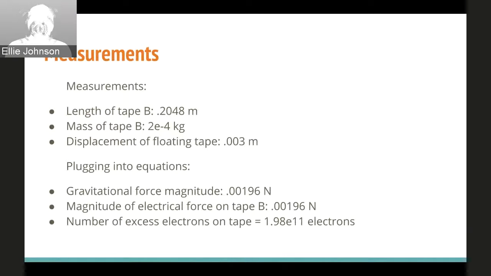Some measurements that I used during this lab are the length of the tape, which I then used to calculate the mass of the tape, and I also measured the displacement of the floating tape. And using all three of these measurements, I plugged them into equations that I'll show on the next slide in order to calculate the gravitational force magnitude and the equal and opposite magnitude of electrical force on tape B, and finally the number of excess electrons on the tape.